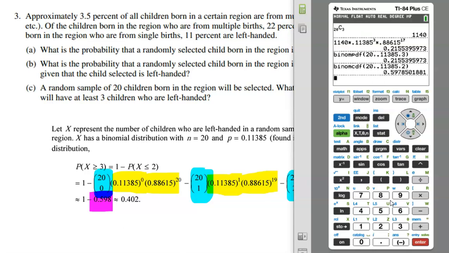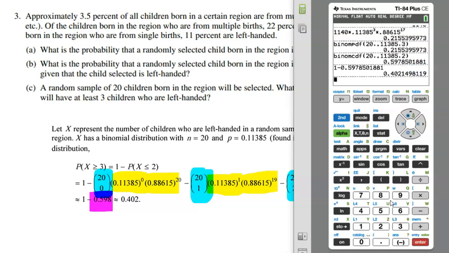That is the probability of 0, 1, or 2 left-handed people. But remember, that's not what I'm looking for. I'm looking for the opposite of that, which is 3 or more. So if I do 1 minus that value, I get the 0.402.